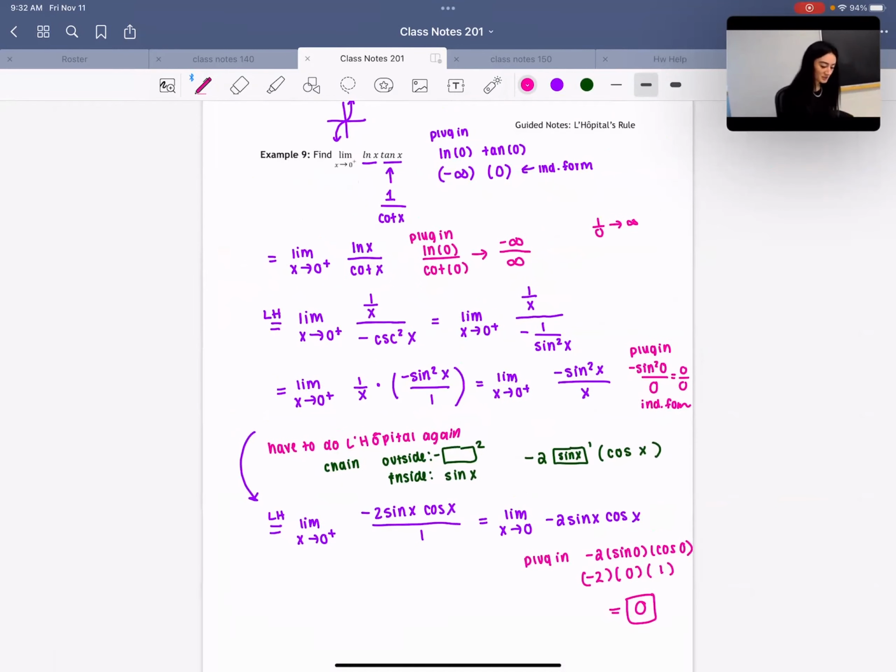Any questions on example 9? All right, I know this one was really long. It's probably not something I would ask you on a test or quiz because I feel like this one was kind of complicated. But it is a good example of showing how to use L'Hopital's rule twice when we have an indeterminate product. I like this example, but I probably wouldn't expect you to do it.